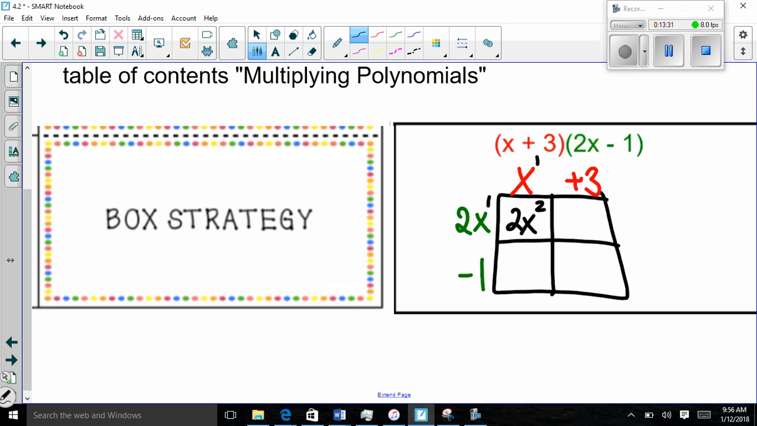What's 2x times 3? Multiply. 3 times 2. 6. 6x, positive 6x. What's negative 1 times x? Negative 1x. And negative 1 times 3? Negative 3.